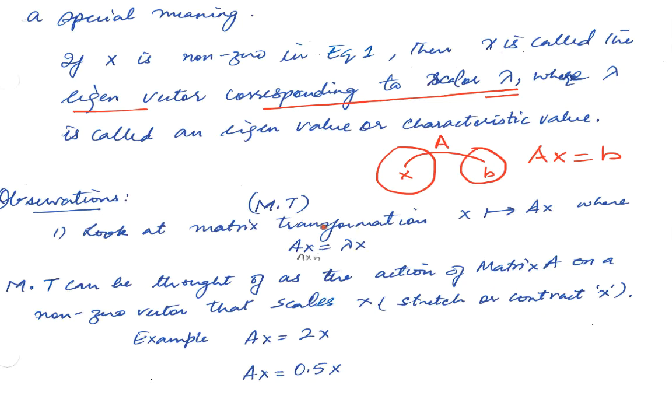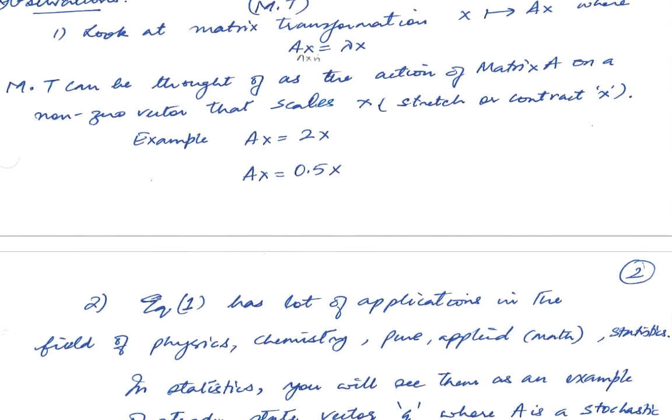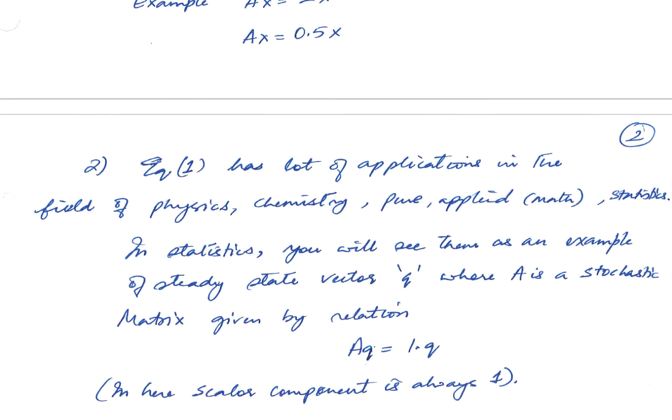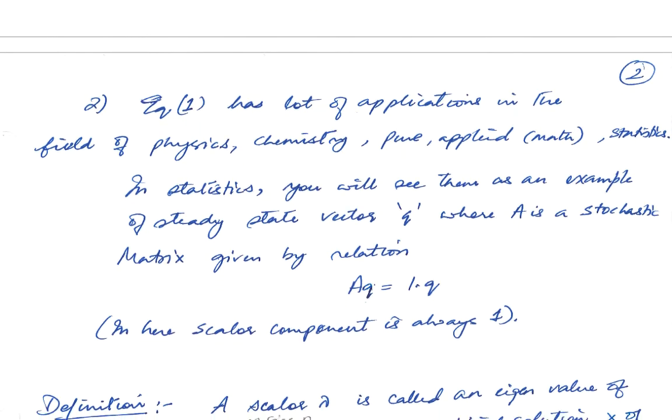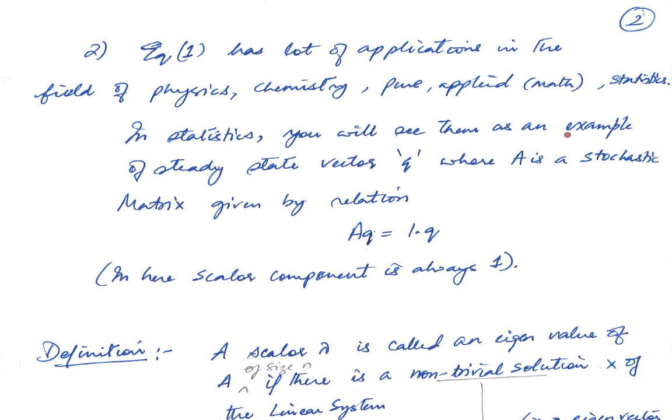Now this equation, Ax equals lambda x, has many applications in other fields. It's used in physics, chemistry, pure and applied mathematics, and statistics. In statistics, we will see them as an example of a steady state vector q, where A is a stochastic matrix given by the relation Aq equals 1q. For us, more important is to understand what eigenvalues and eigenvectors are, how we can solve them, and look at various other concepts related to it.